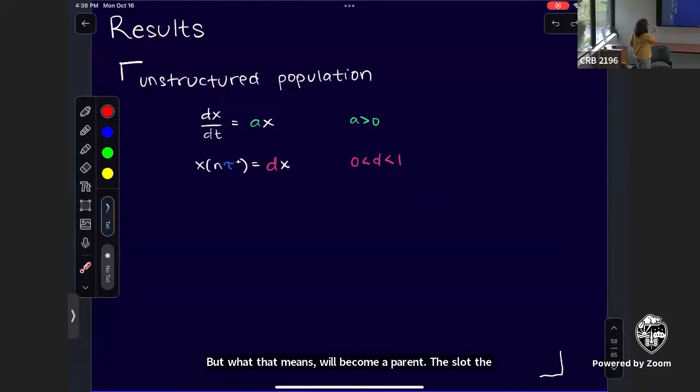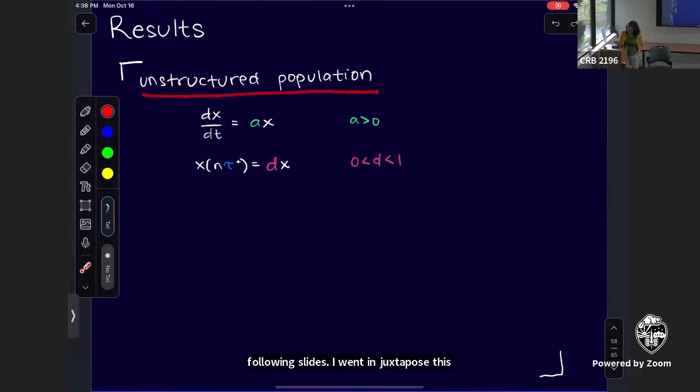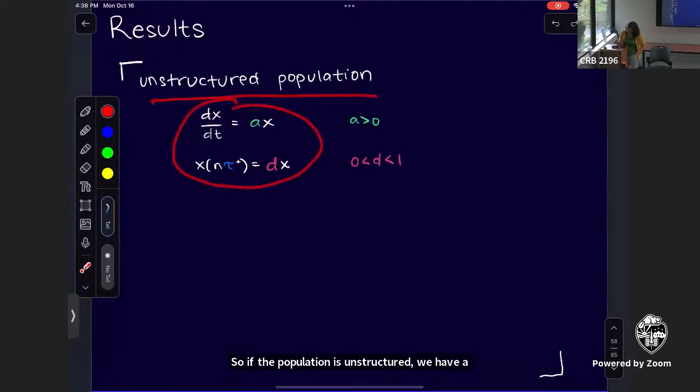I want to juxtapose this again by thinking about the unstructured population first. So if the population is unstructured, we have a dynamic described here.